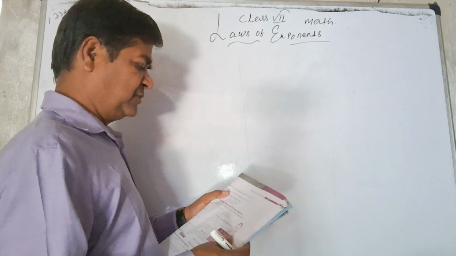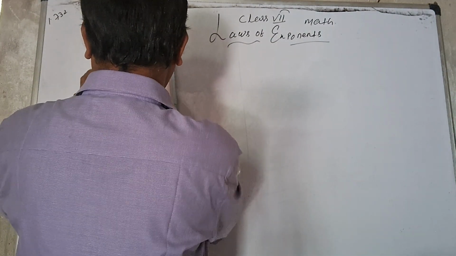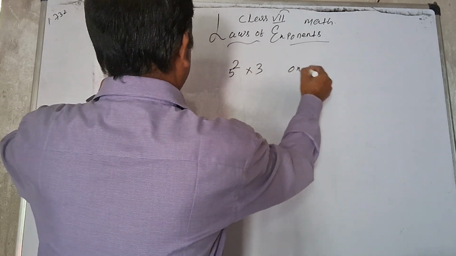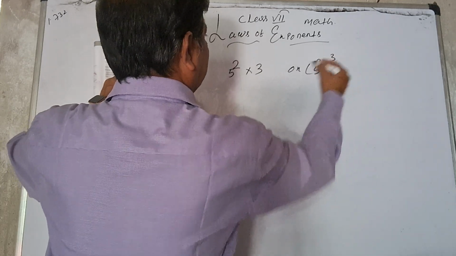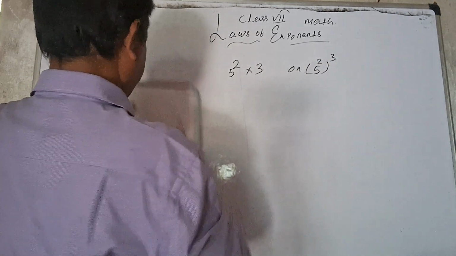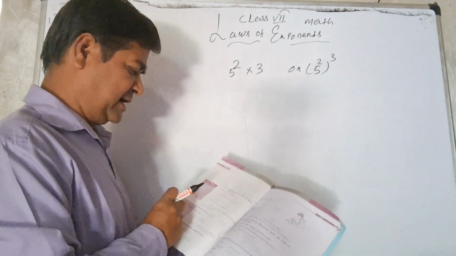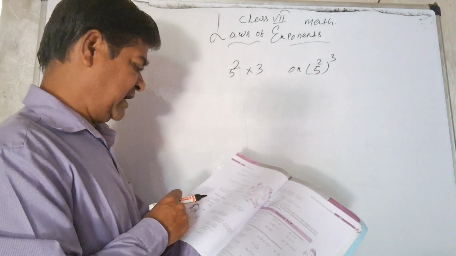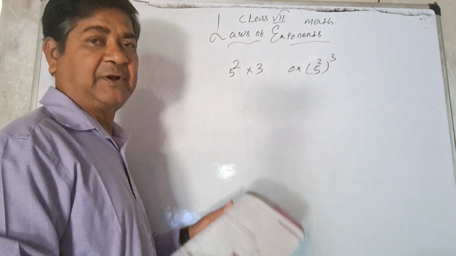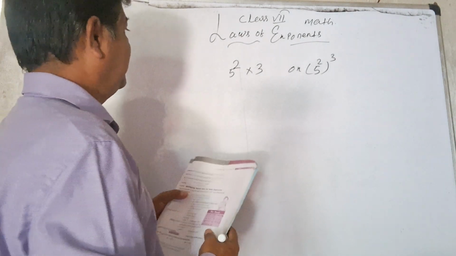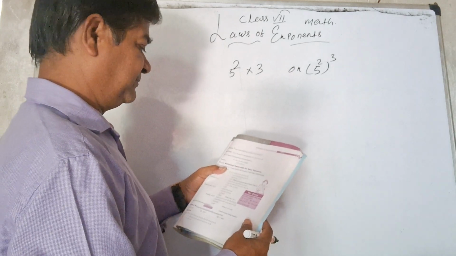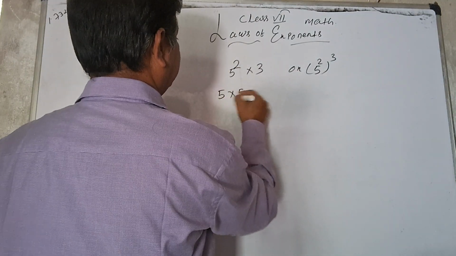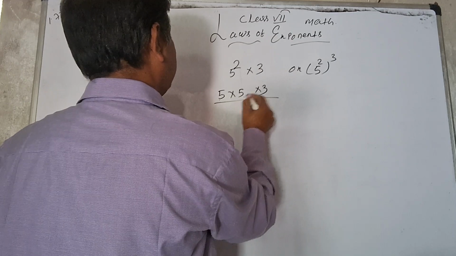Can you tell which one is greater? 5 square into 3, or 5 square whole to the power 3? 5 square into 3 means 5 into 5 into 3. The answer will be 5 fives are 25, into 3, 75.